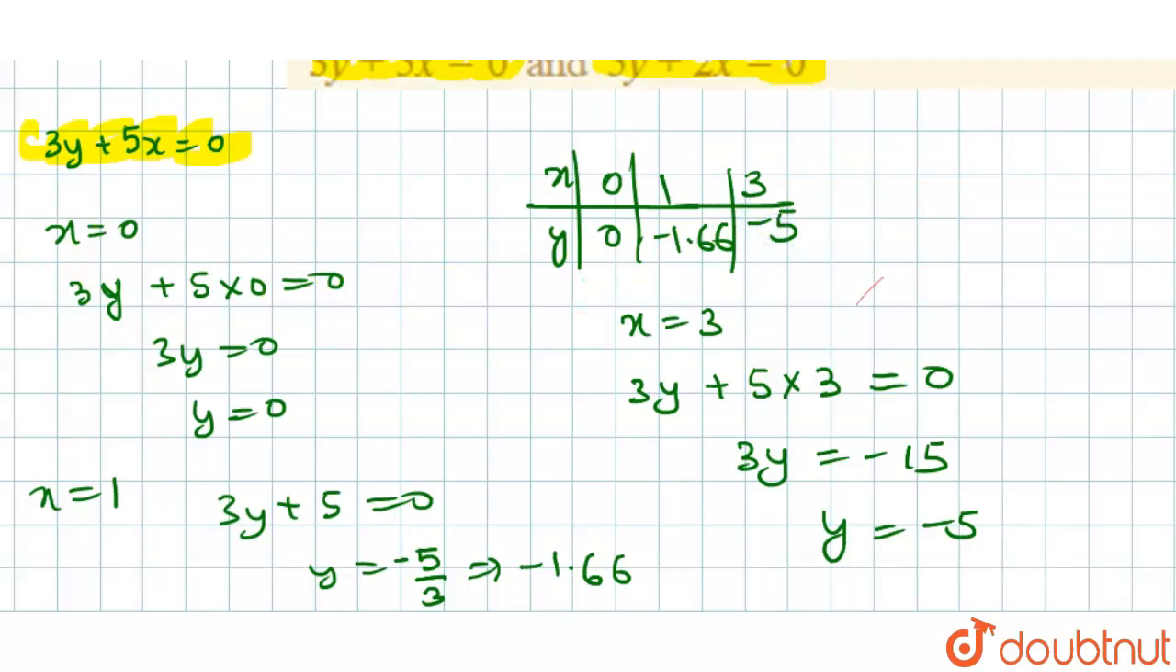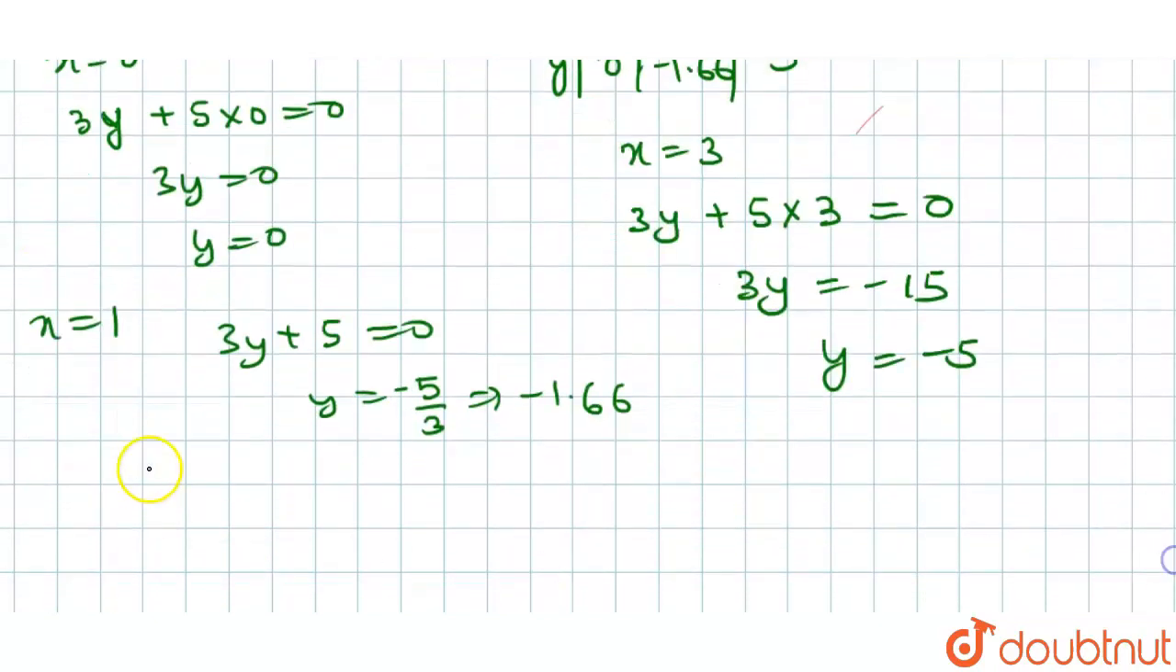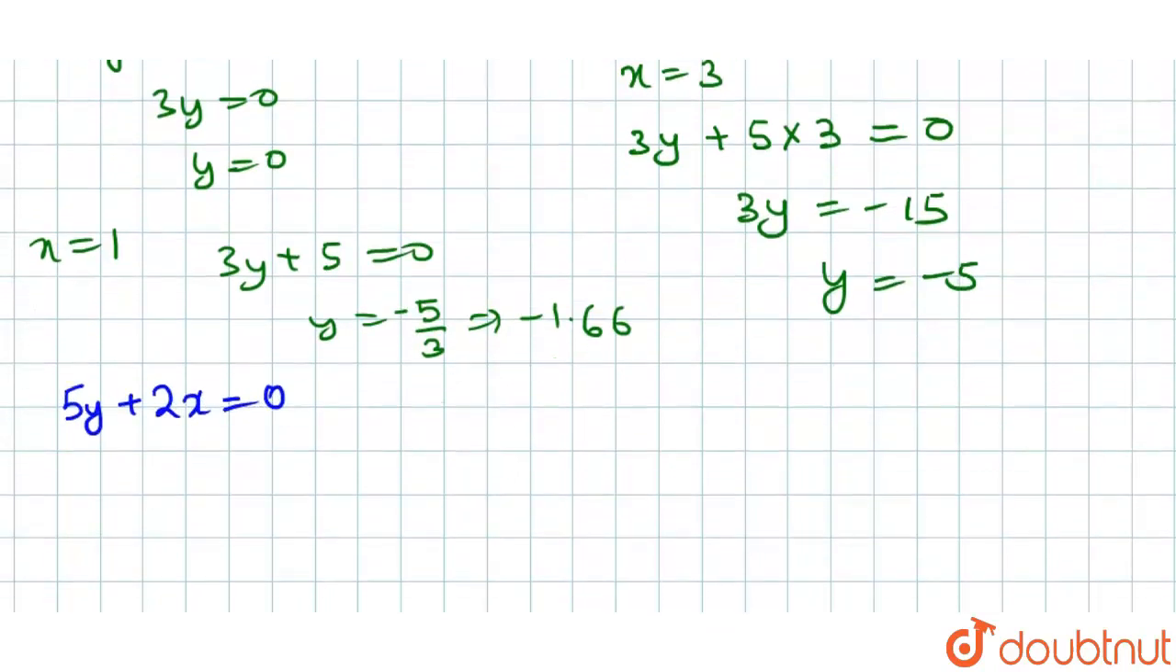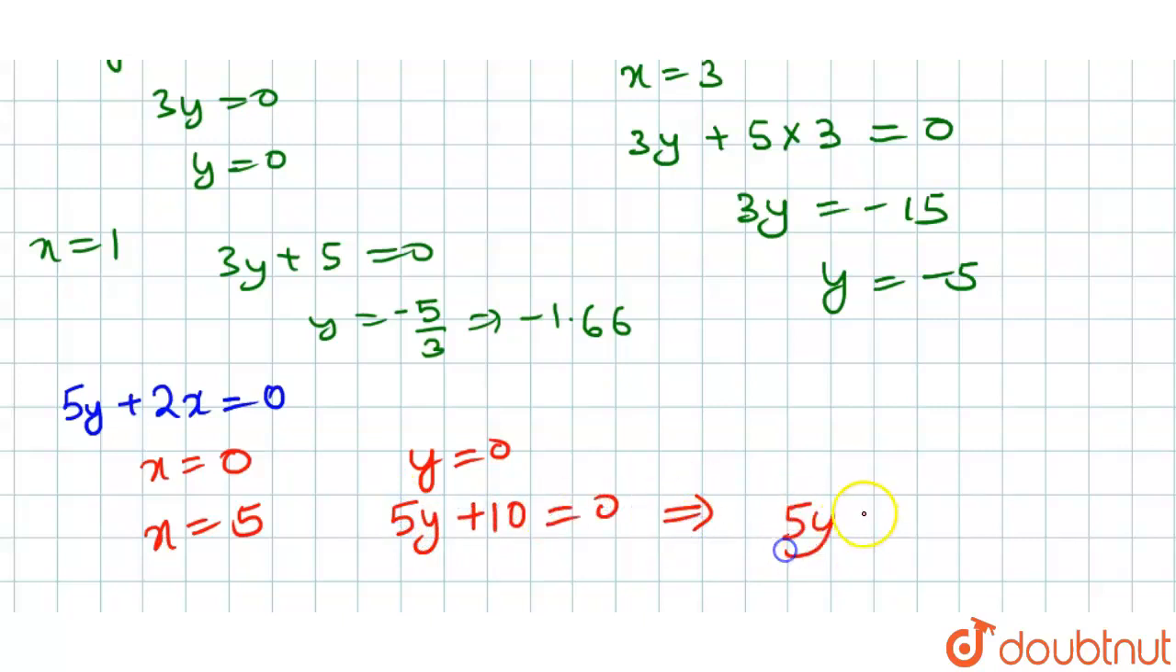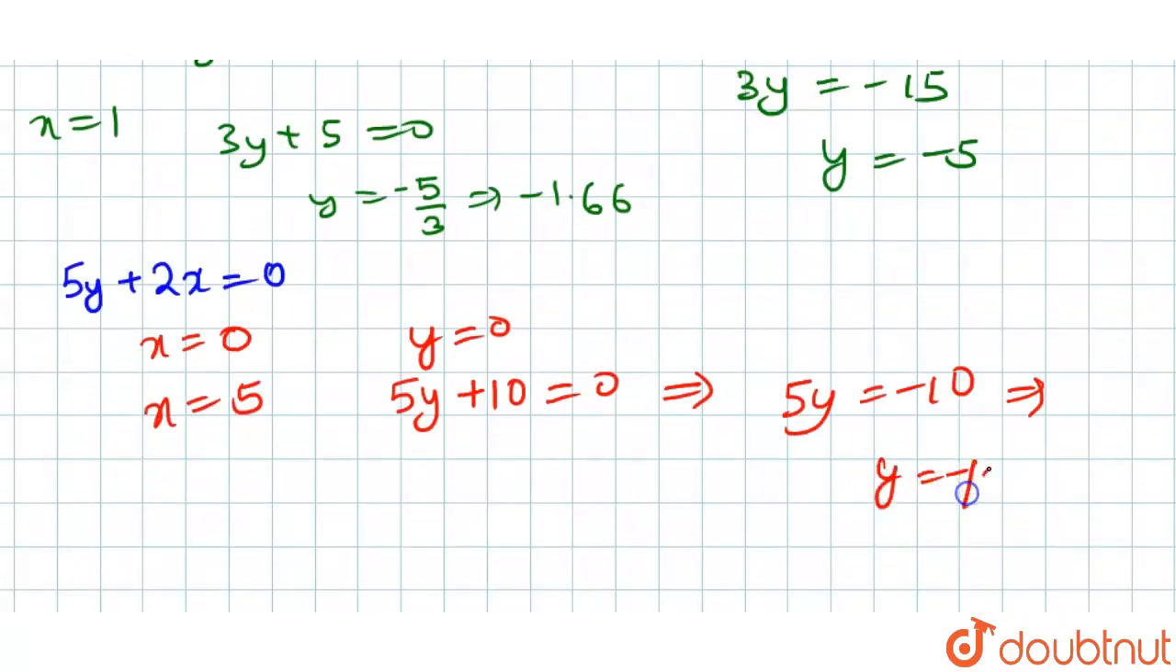Now we will consider the second equation, and that is 5y plus 2x is equal to 0. That will give us, for x is equal to 0, y will also become 0 here, right? And if we put x is equal to 5 here, this equation will become 5y plus 10 is equal to 0, and that will give us 5y is equal to minus 10, and from there y will be equal to minus 10 upon 5, that is minus 2.